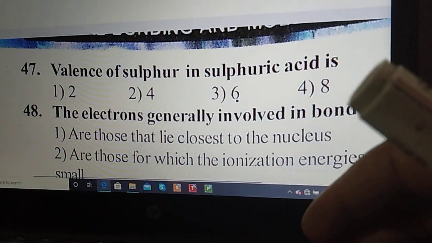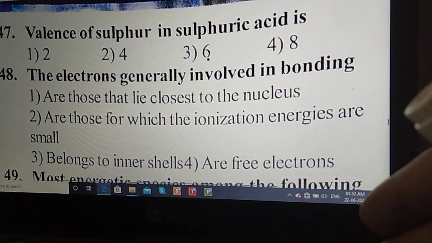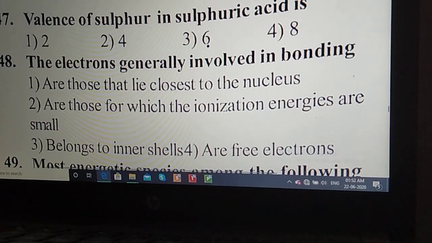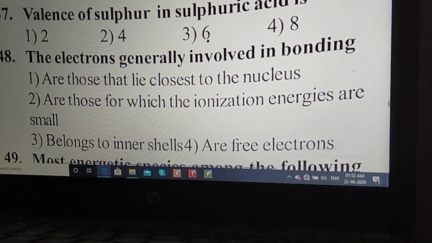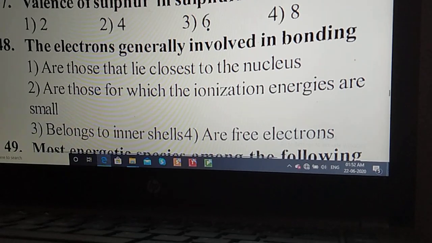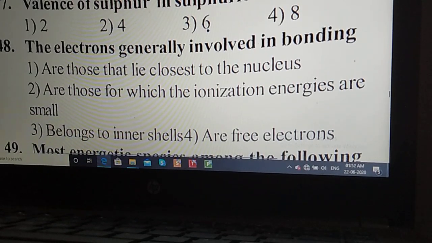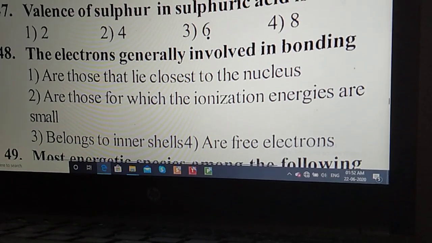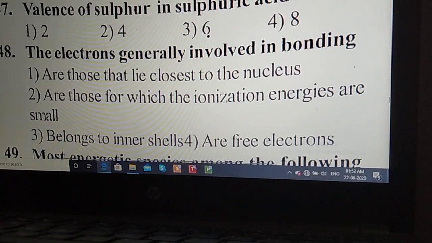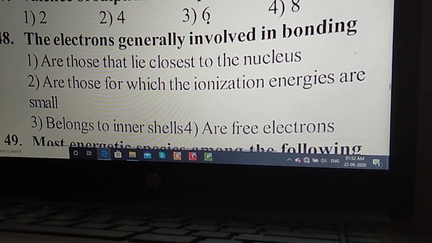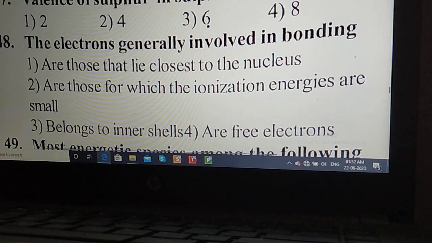Now let us move to question number 48, student. What is question number 48? The question is about the electrons generally involved in bonding. Which electron, student? That is the valence electron, involved in bonding. The first option says those that lie closest to the nucleus. That is wrong, student, as the inner electrons do not take part in bonding. The second option says those which have small ionization energy. Correct option, option number 2, student.